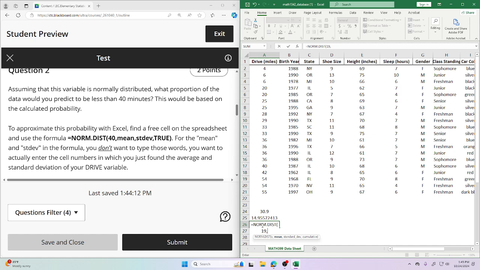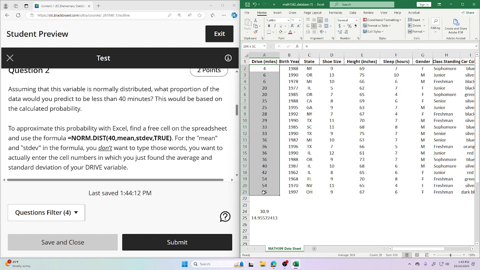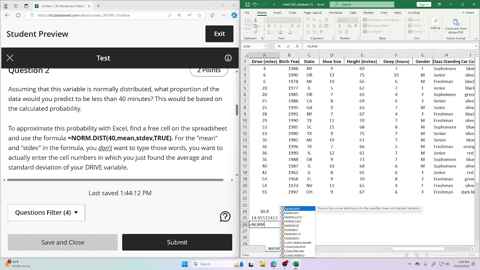Because again, mine's going from... No. Hold on. Can you chill out for a second here? Let me see. Oh, I got 20. So I'm using 20. You're using 40. Okay. But we have to actually type those previous answers in here for the mean and the standard deviation.